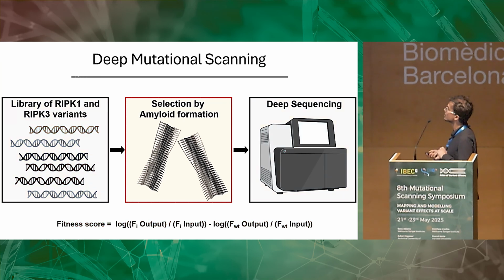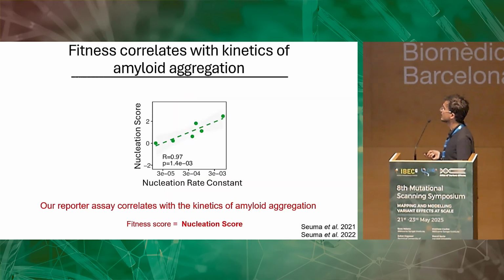What I want to stress here is that we are selecting on the basis of nucleation of amyloid aggregates. And as we know that our fitness score correlates with the kinetics of amyloid aggregation, by which I mean how fast these amyloids are formed, we decided to call it the nucleation score.